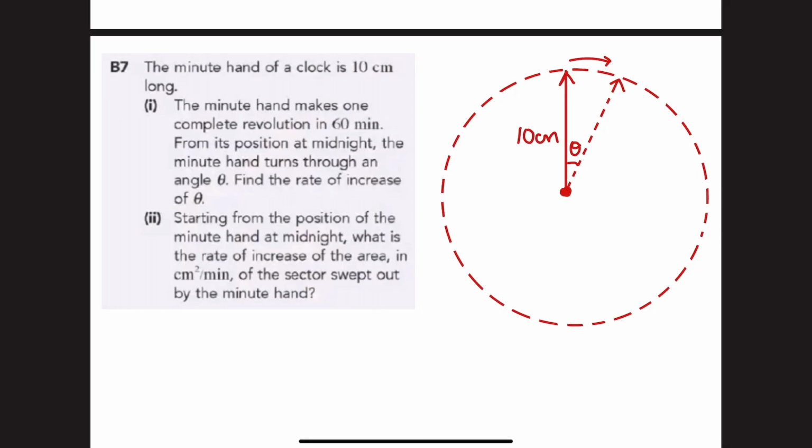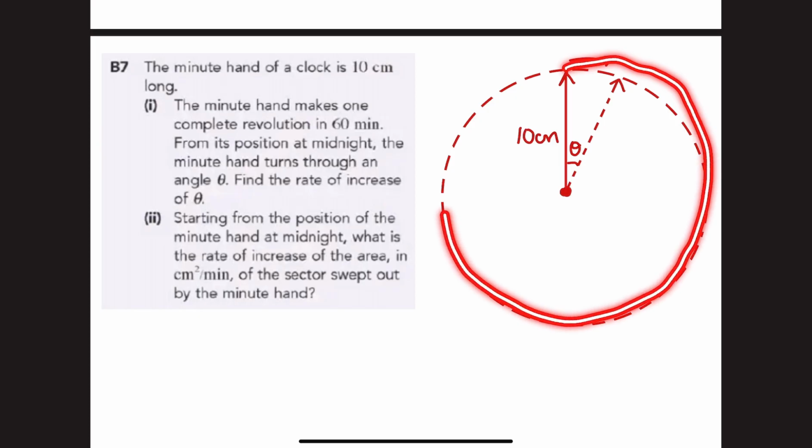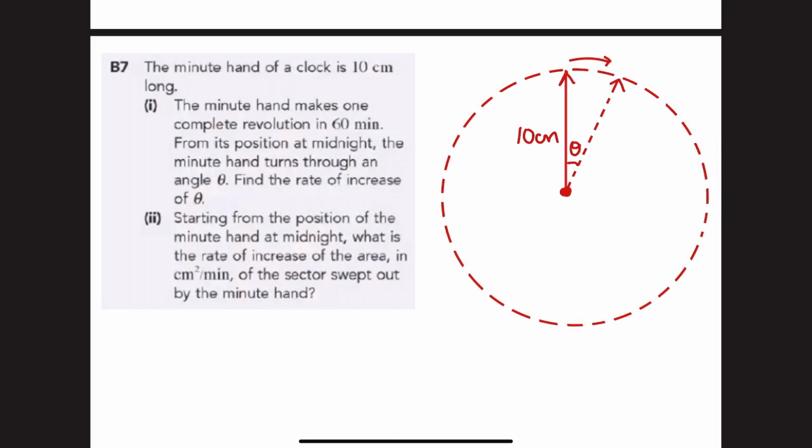Okay, B7. The minute hand of a clock is 10 cm long, so meaning that if I draw the minute hand out, this is 10 cm. It completes one revolution. One complete revolution means it turns one round like this in 60 minutes. From its position at midnight, the minute hand turns through an angle of theta. Find the rate of increase of theta.